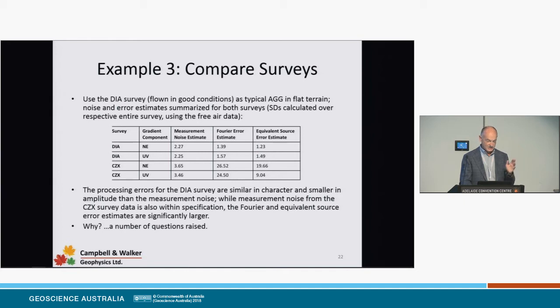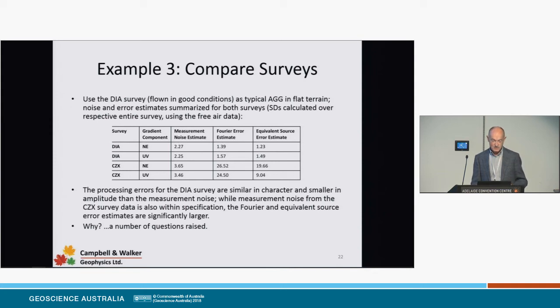Okay, those are the transformations, you've seen that. We compared it to the Margaret Lake survey because we had access to it. We took the DIA survey, which is the trading symbol for Margaret Lake Diamonds, CZX being the trading symbol for Canada Zinc. We looked at the gradiometer component in the case of the Slave: relatively flat terrain, great flying conditions, tight line spacing, everything went tickety-boo.